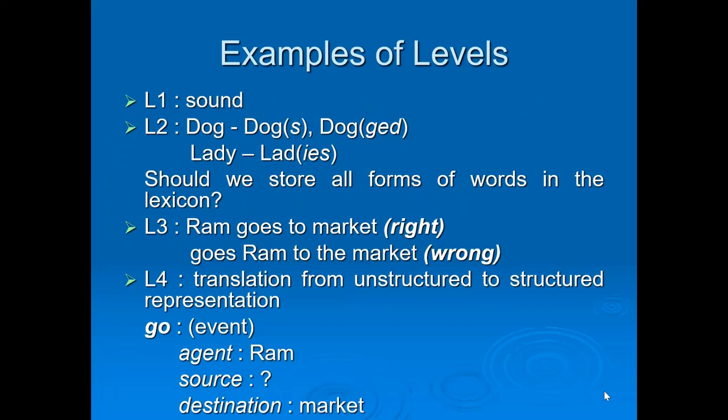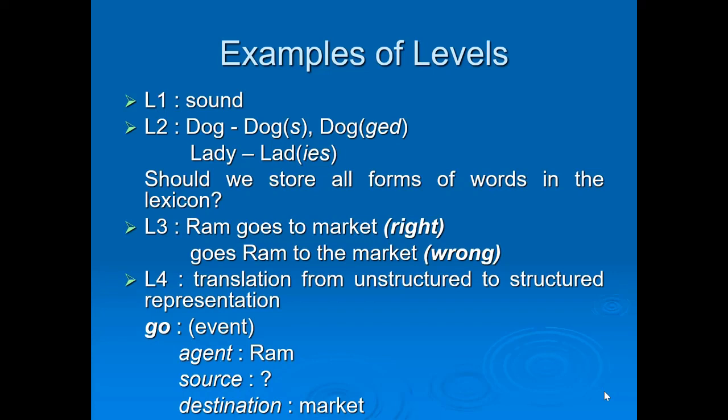Like I already told you, level 1 was phonetics, which simply means sound. Then level 2 was word formation. Here we can see there are two words, dog and lady. Dog can be in different forms. If I'm saying dog, then dog. If I'm saying dogs, this is a particular word formation from dog when I'm adding s to it. Then dogged, which completely changes the meaning of the word dog.